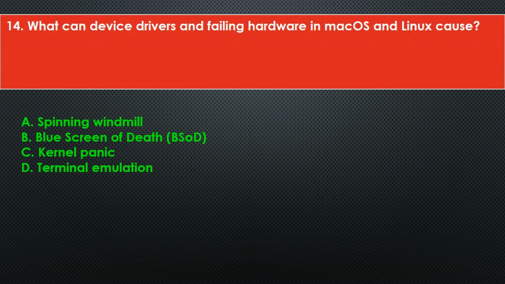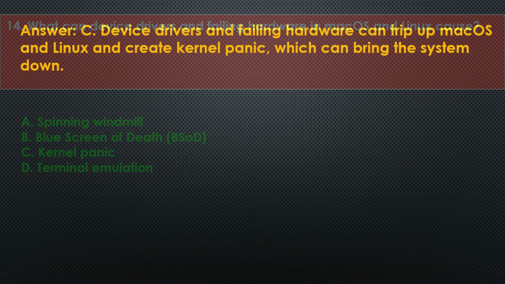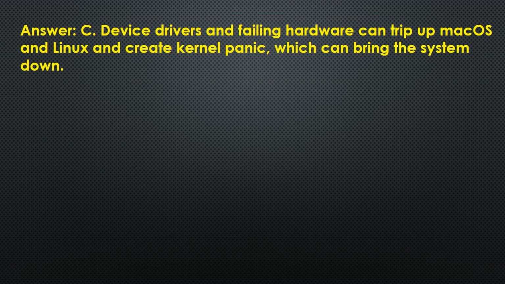14. What can device drivers and failing hardware in Mac OS and Linux cause? A. Spinning windmill. B. Blue screen of death, BSOD. C. Kernel panic. D. Terminal emulation. Answer: C. Device drivers and failing hardware can trip up Mac OS and Linux and create kernel panic, which can bring the system down.